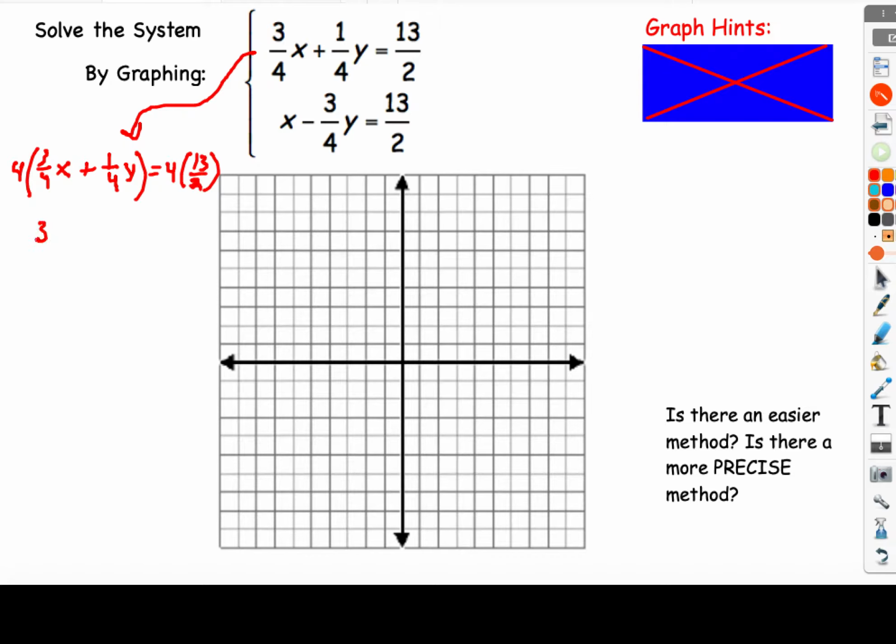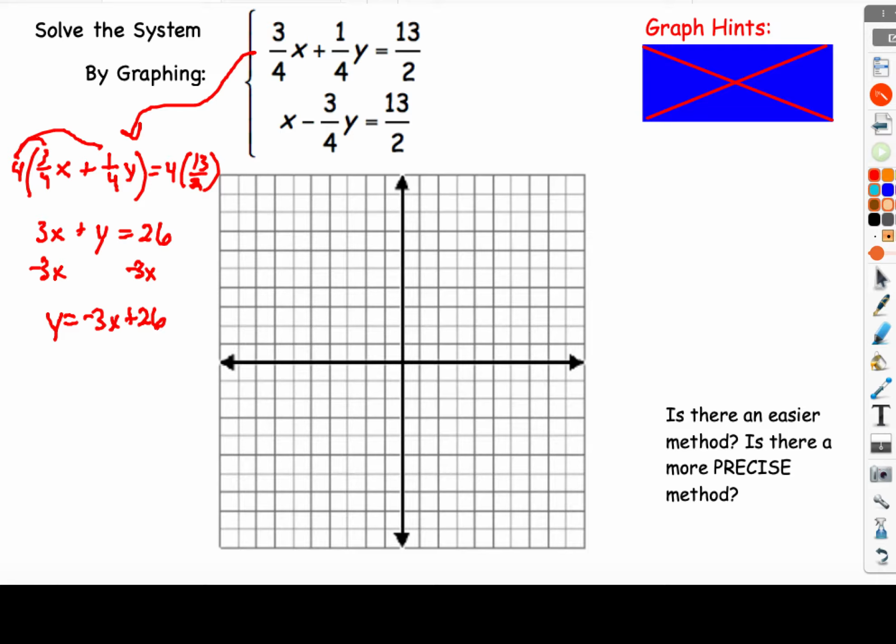That gives me an equation of 3x plus 4 times 1/4, which is 1y, equal to 4 times 13/2, which is 26. Then I'm going to subtract 3x from both sides so that I get y equals negative 3x plus 26. And you'll notice immediately, I've got to get all the way up to 26.